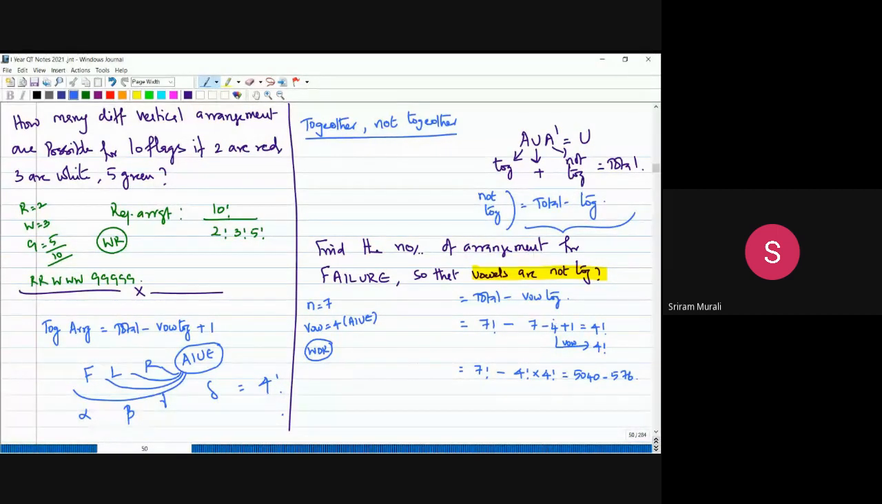What is this for? This is for 1, 2, 3, 4. Arranging vowels between consonants is one operation. Arranging the vowels themselves is another operation. That is, AIUE itself can be arranged in another 4 factorial ways. That is why this is 4 factorial into 4 factorial. Have you understood now?